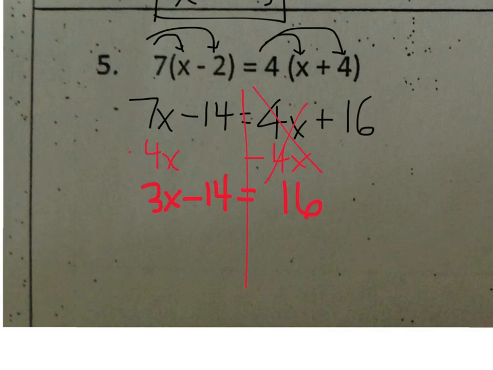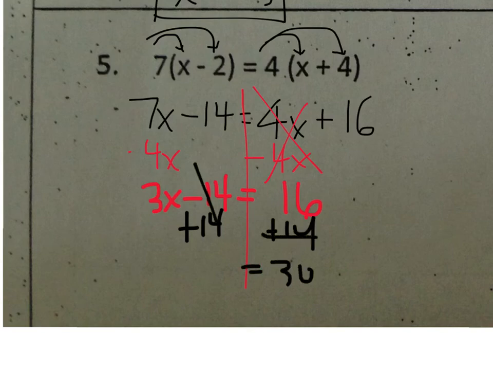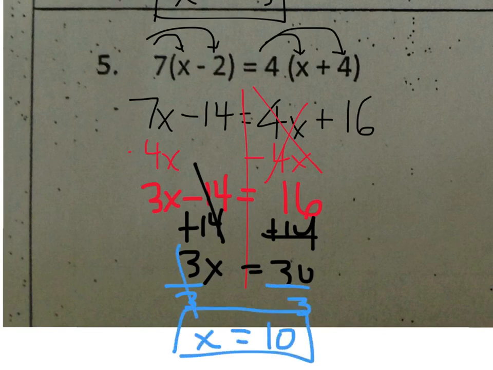Now I have a two-step equation where I've got to get rid of the 14 by adding 14 to both sides. And I get 30 over here, and these cancel, and I'm left with 3x right here. And then finally I'm going to divide both sides by 3, and I'm left with x is equal to 10. All right, that's it.